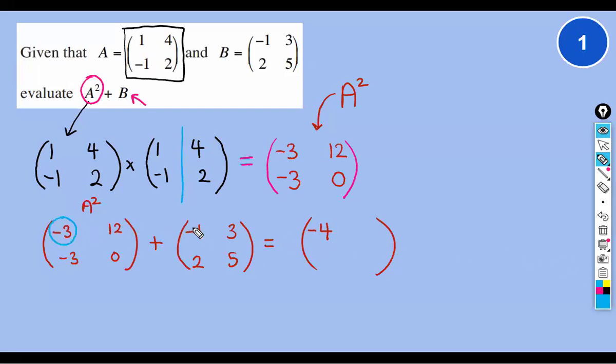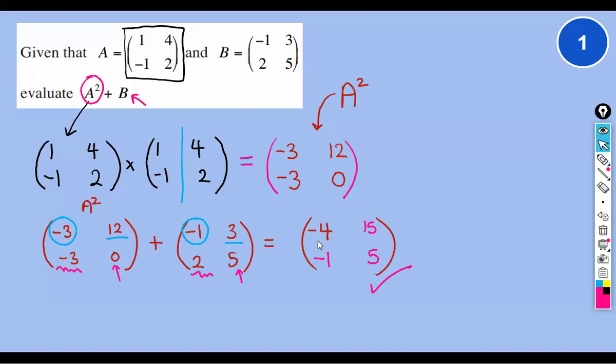So you add in minus 3 and minus 1. Then you're going to add the 12 and 3, which will give us 15. And then you're going to add the minus 3 and 2. Minus 3 plus 2 is minus 1. And then you have the 0 plus 5 is 5. Right. This here is the final answer.